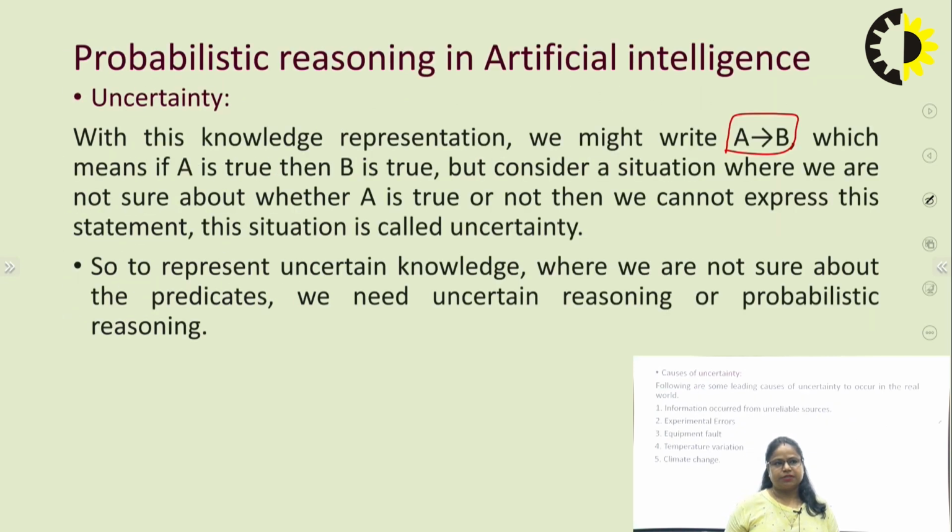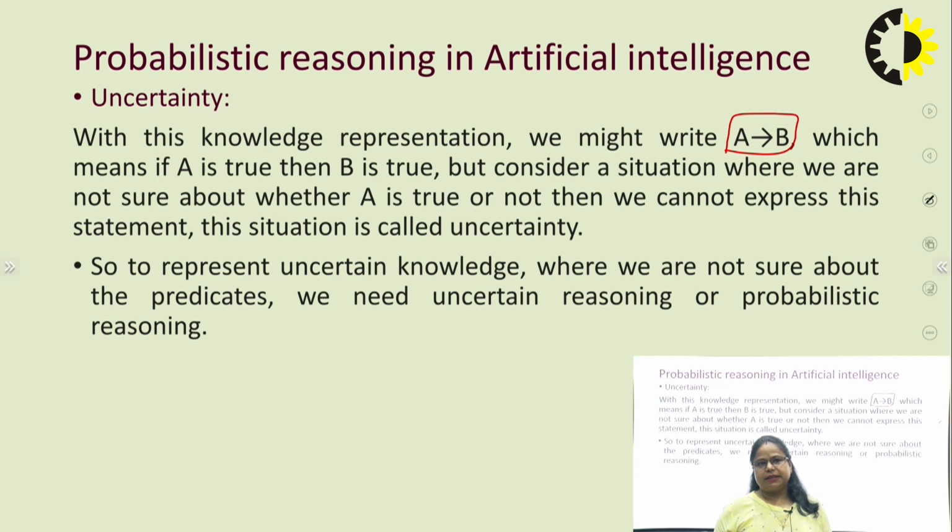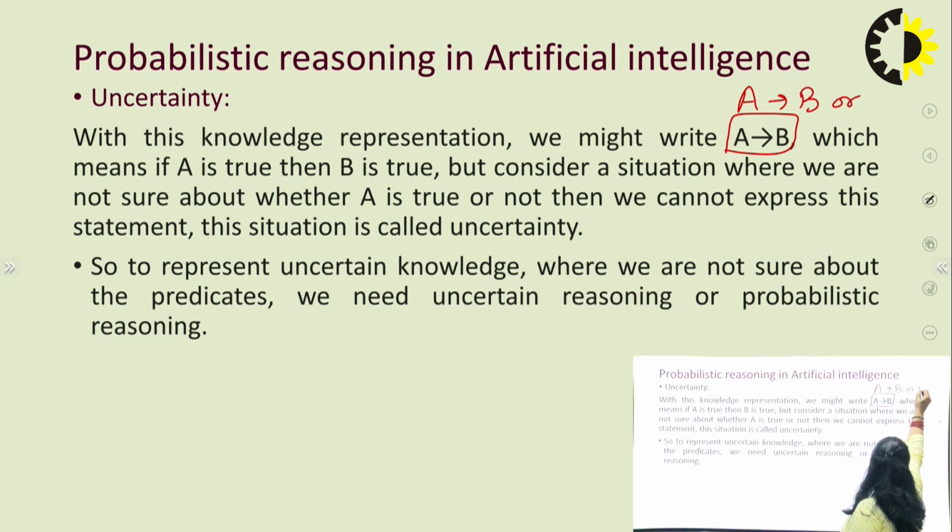There are certain situations where we can say whether A is true or not. So we are not sure about the condition. In that case, we cannot come to a conclusion that A tends to B or not. Right? So this situation is called uncertainty.